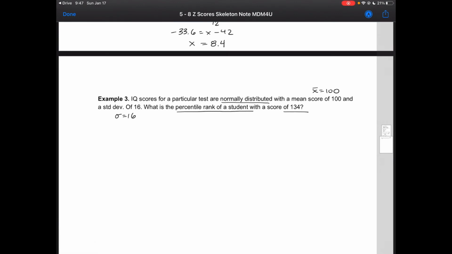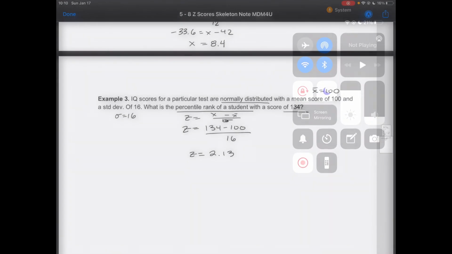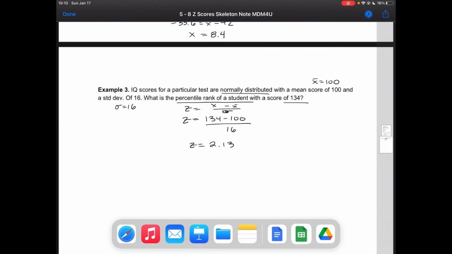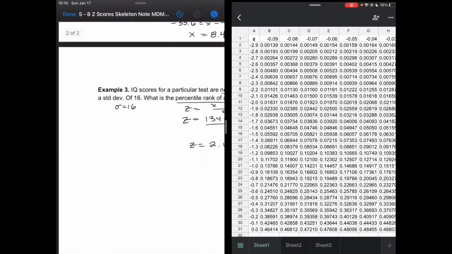So the first thing that we need to do is figure out the Z score. So Z is 134 minus 100 over 16. So if we go backwards one step, this is our x minus x bar over sigma, which is 16. And then when we figure that out, we get z is equal to 2.13.